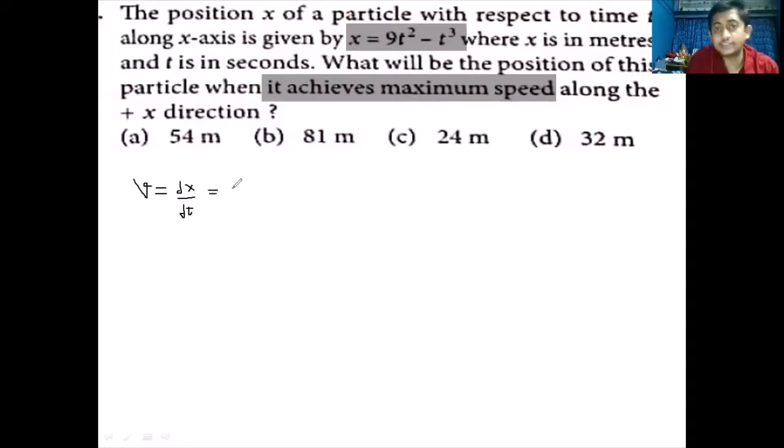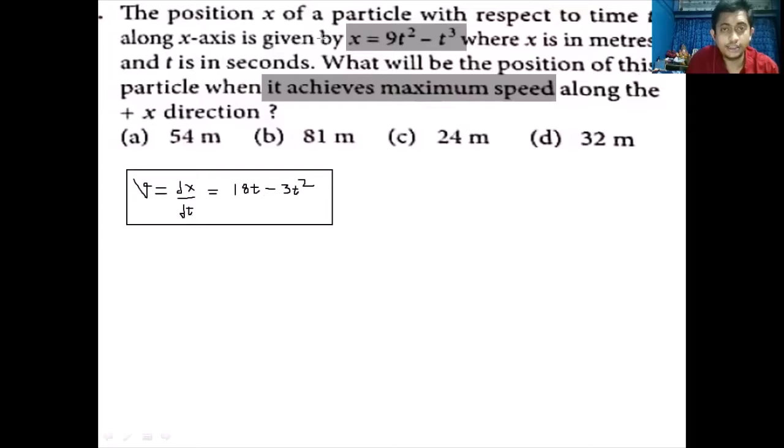So dx by dt gives us the derivative of 9t square, which is 2t into 9, 18t, minus the derivative of t cube, which is 3t square. So this becomes the velocity. We are asked to make this velocity maximum. Students, to make this velocity maximum, whatever has to be maximized, differentiate it with respect to time and equate it to 0.